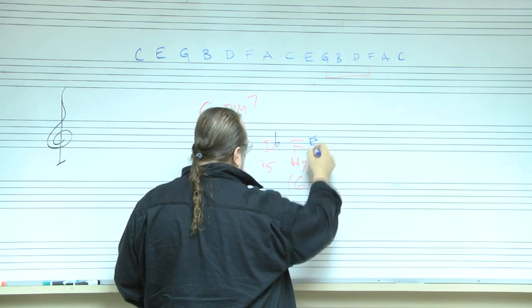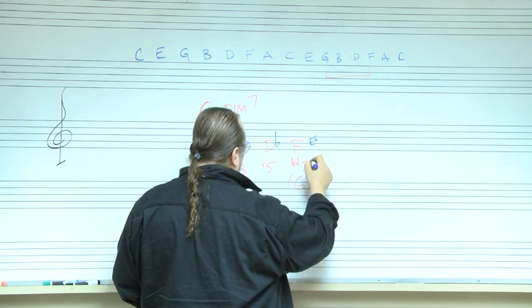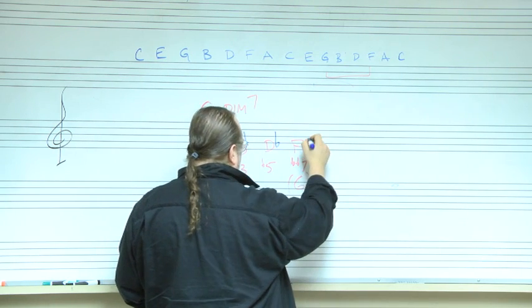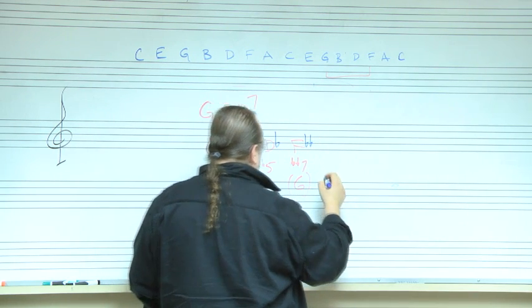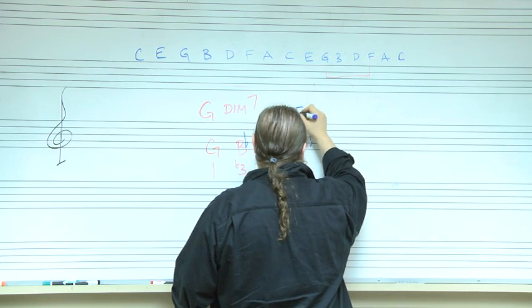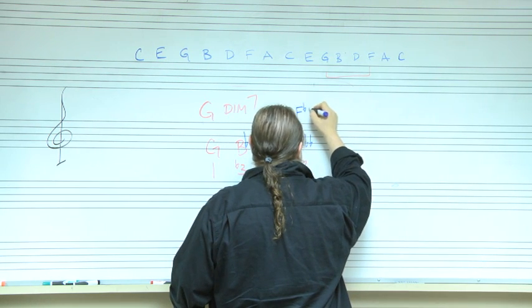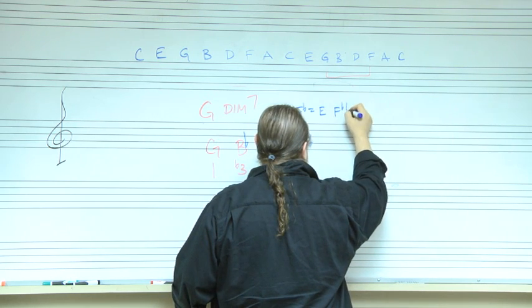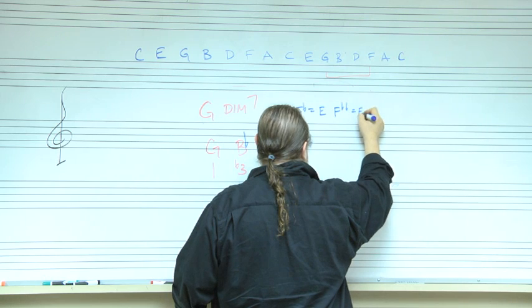For reading, we would just write the double flat. That's traditionally, academically how you do it. F double flat would be E flat.